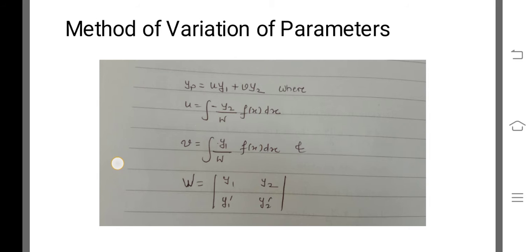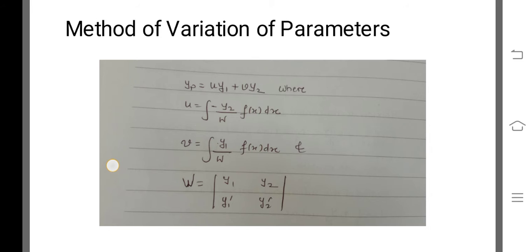We define a determinant W as the determinant with first row y1, y2, and second row y1 derivative, y2 derivative. This determinant is called the Wronskian. So u is defined as the integration of minus y2 by W f(x) dx, and v is defined as the integration of y1 by W f(x) dx.